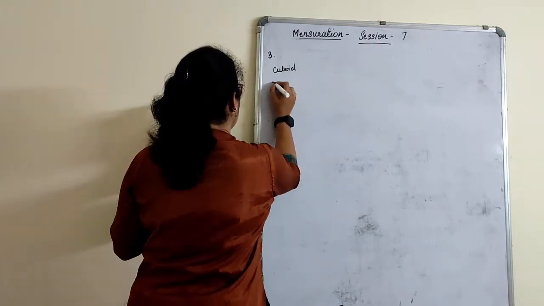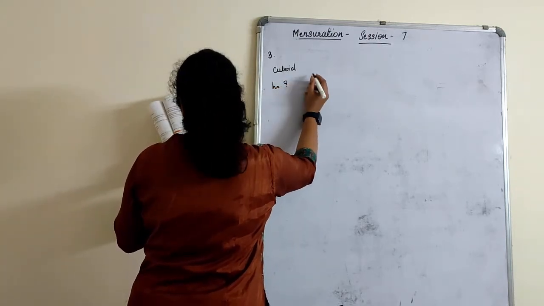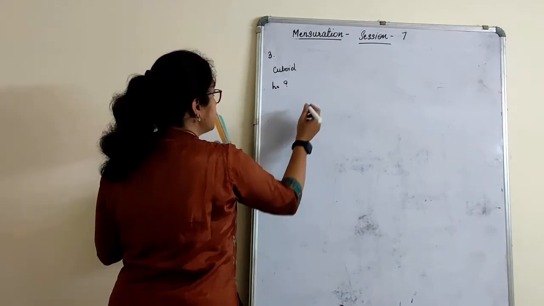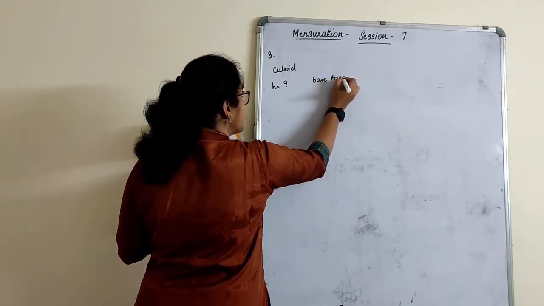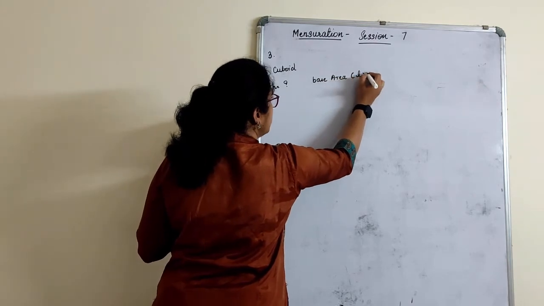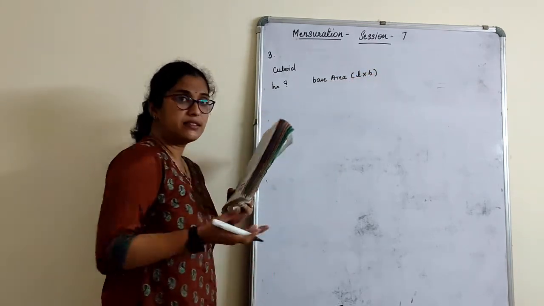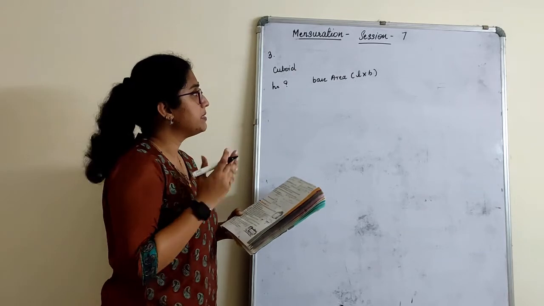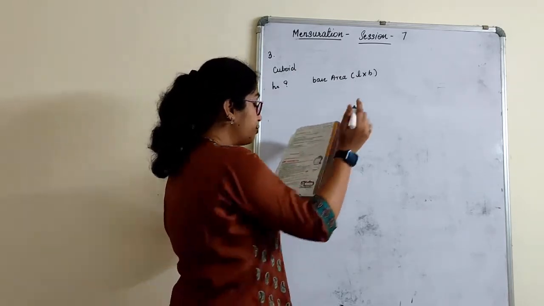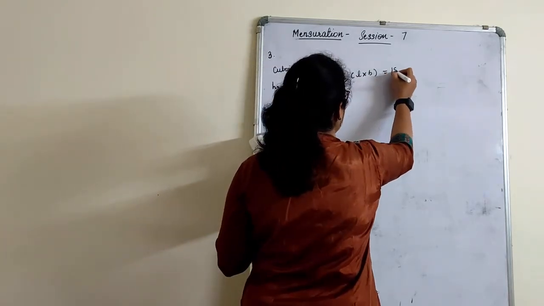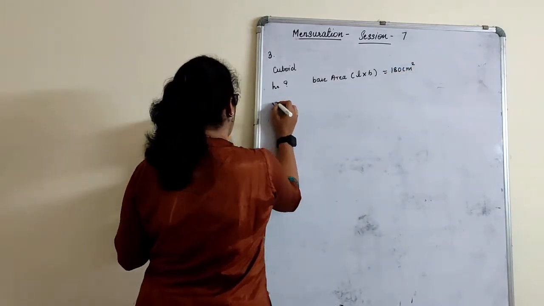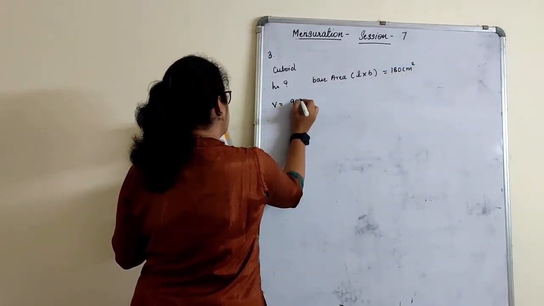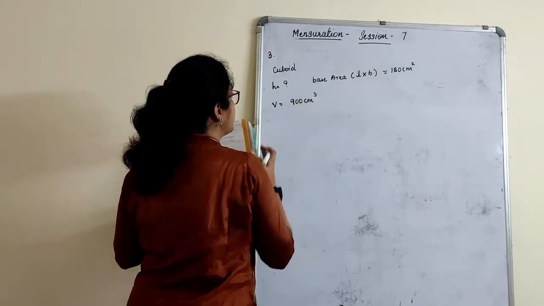So find the height of the cuboid whose base area is, so I will write base area only here. What is base area? Length into breadth. Base is nothing but a rectangle. That means it is length into breadth, which we have to know. It is 180 centimeter square, and volume is 900 centimeter square.